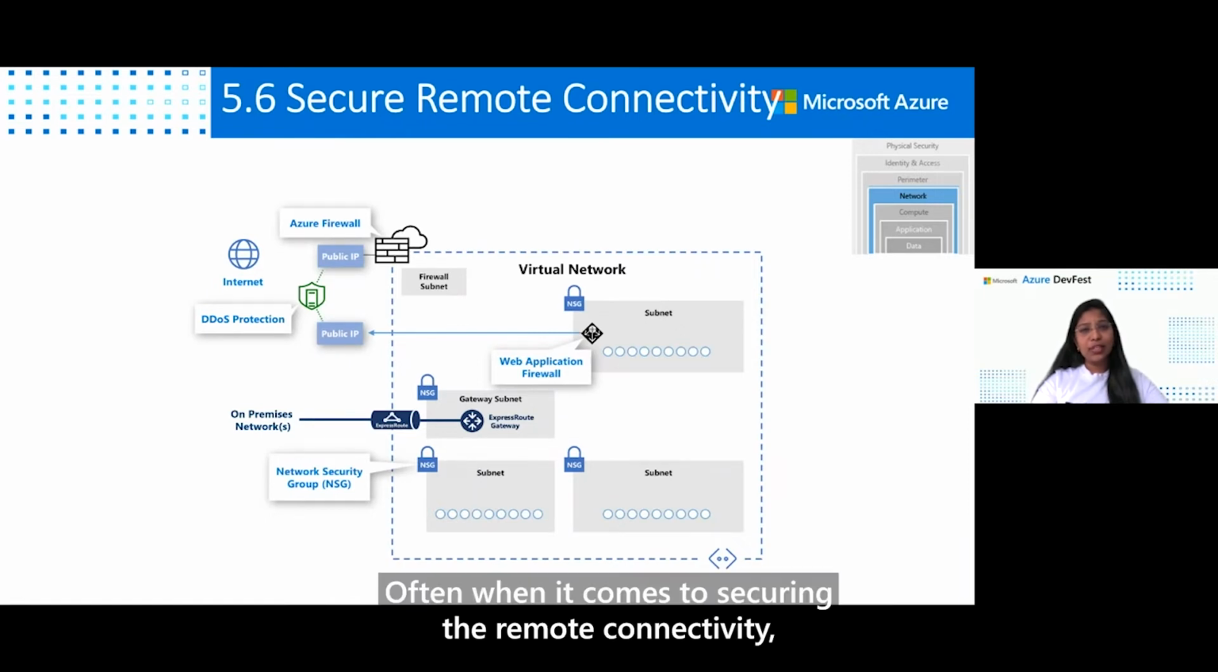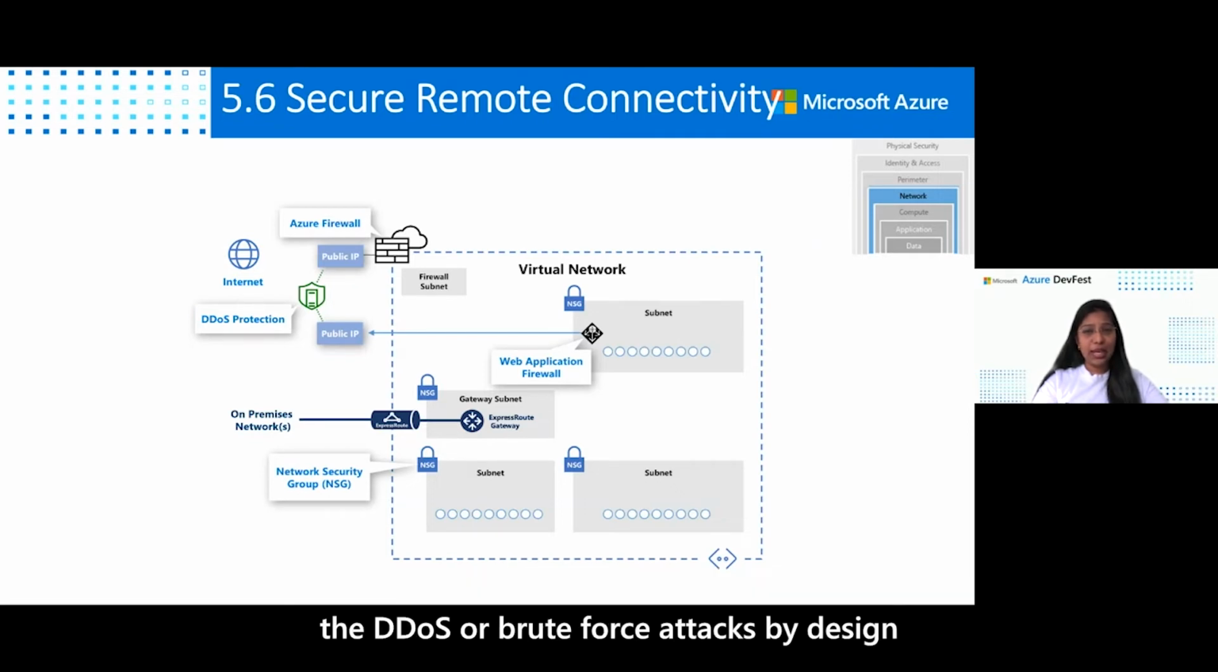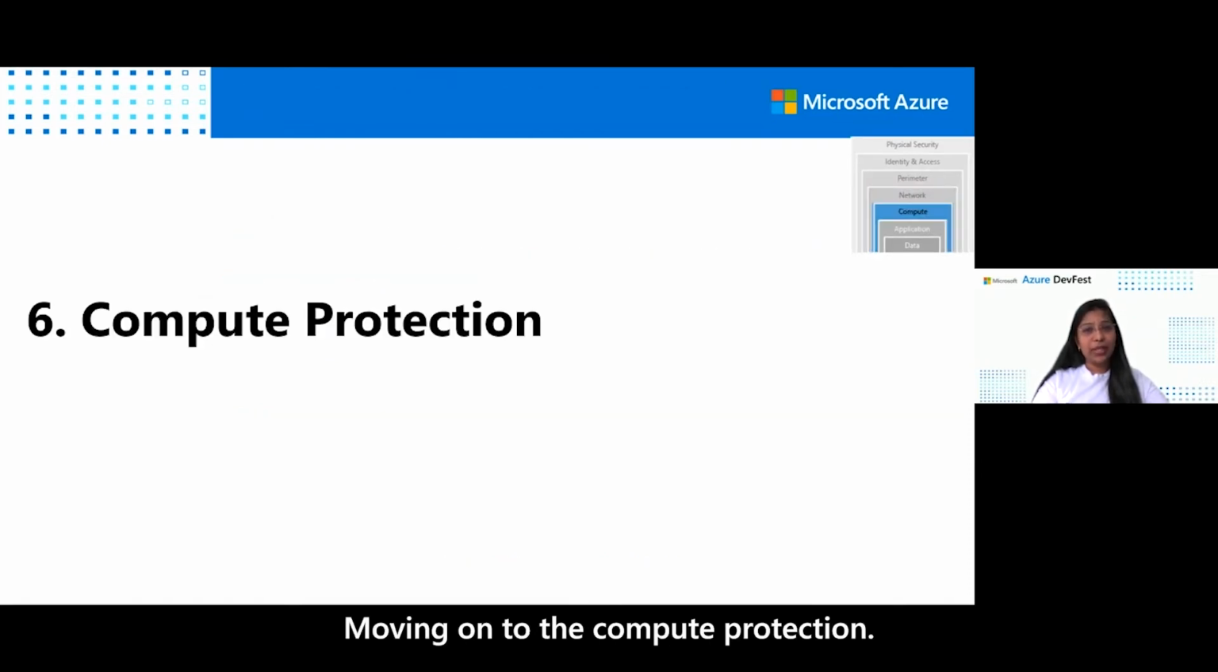Often when it comes to securing remote connectivity, it is beneficial to use VPNs or ExpressRoute gateways so that your traffic travels within the channel, limiting man-in-the-middle attacks or packet sniffing. And the public IPs attached to these gateways can defend against DDoS or brute force attacks by design because there's DDoS protection which is enabled by Azure itself. Moving on to the compute protection.